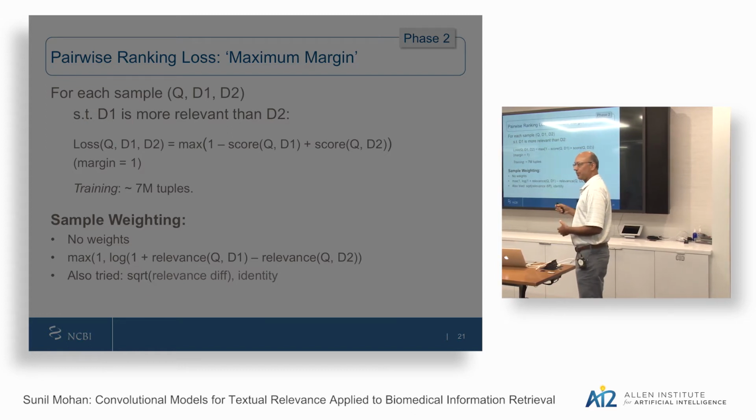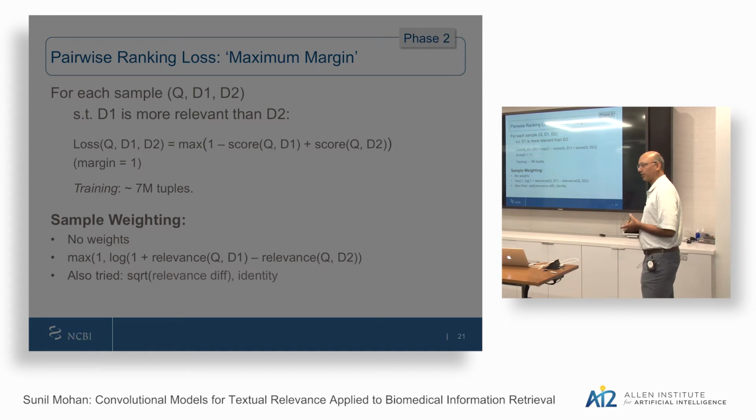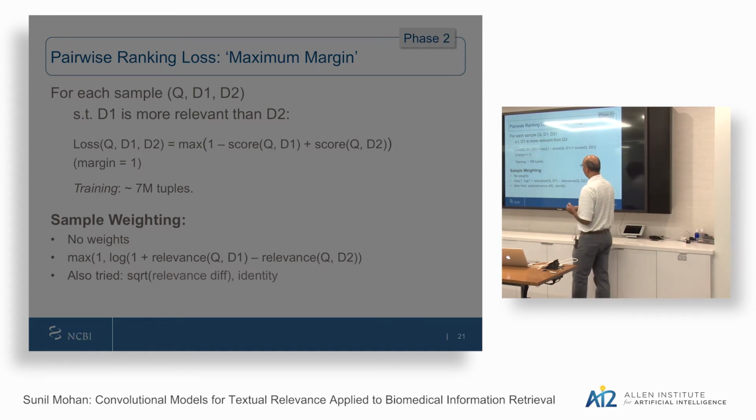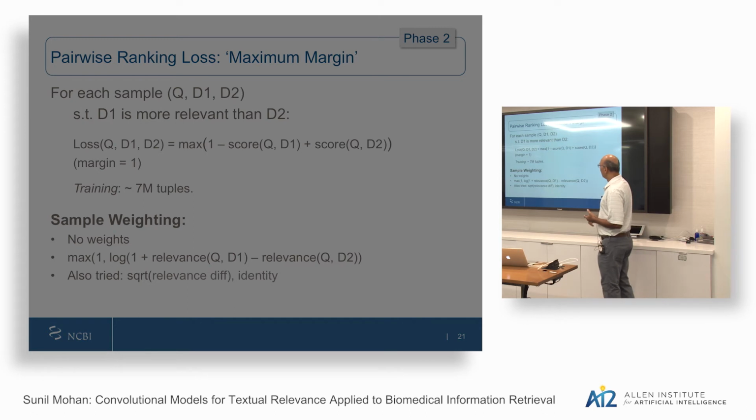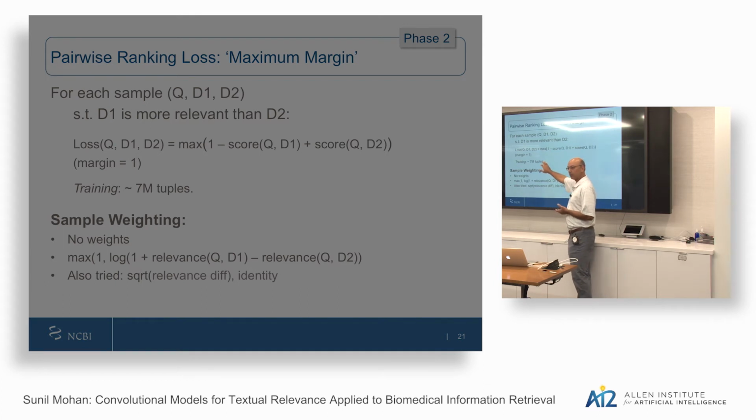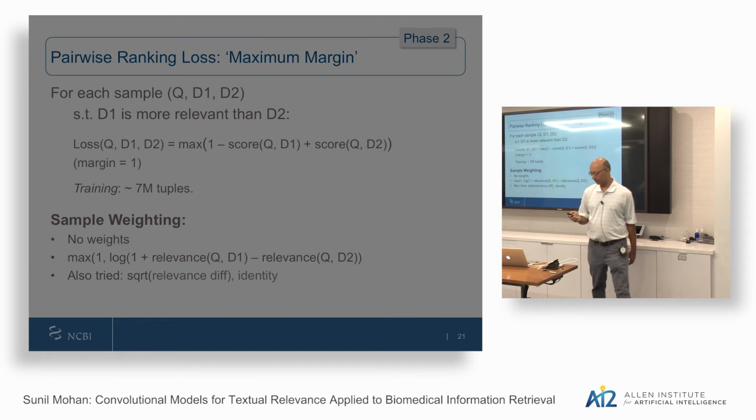So now move on to phase 2. Instead of classification models, now I looked at pairwise ranking. In pairwise ranking, the training data is now a triple of a query and 2 documents, where document 1 is more relevant than document 2. And the loss for one sample is basically saying: make the score for document 1 be at least the margin, in this case 1, greater than the score for document 2. From the same data, I now extract triples, and that resulted in about 7 million triples. And then I experimented with sample weighting, no weights, and then weights using these 2 formulas.